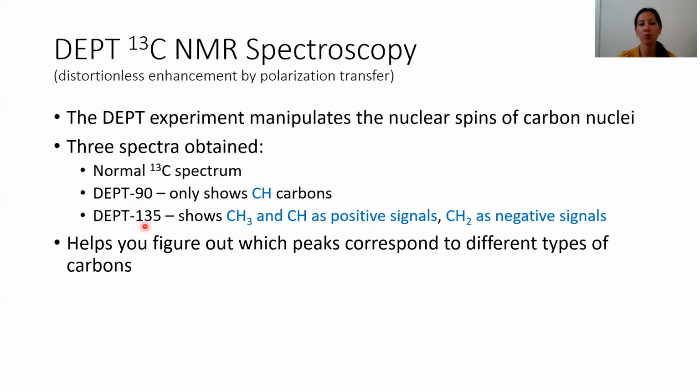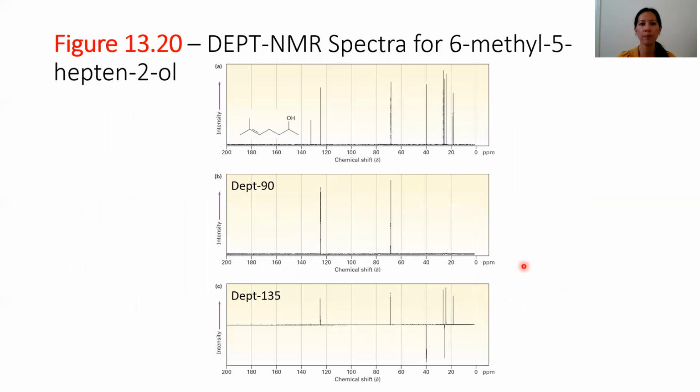Then you could run a DEPT 135. The spectrum will show methyl and CH as positive signals, but it'll show methylene, CH2, as negative. So this is very useful to pick out different peaks that correspond to these different types of carbons. Let me give you an example. And this is our last bit for the video.